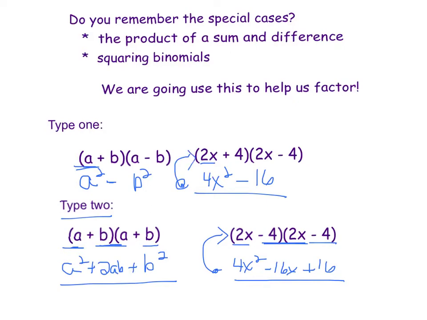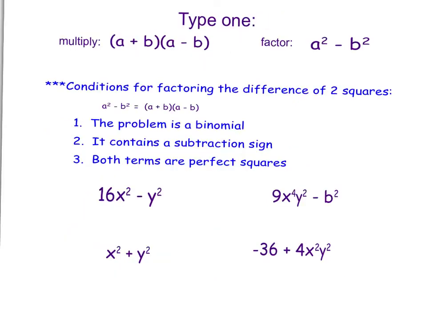From here and backwards. Alright, so let's do type 1 first. Remember when you multiply, it looks like this. So it ends up like this once we multiply them all out. So we're going to be going from this to this. So you have to decide if the problem fits the type 1. So I have some conditions set up for you. It's like a checklist. If it fits all of the conditions, then it works.